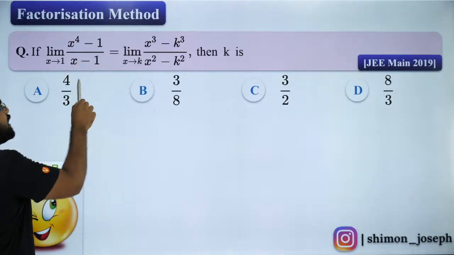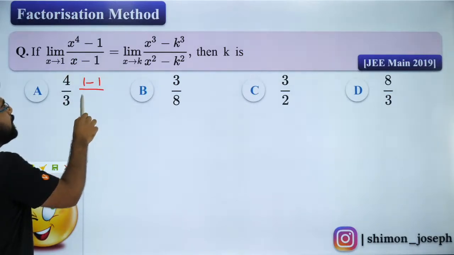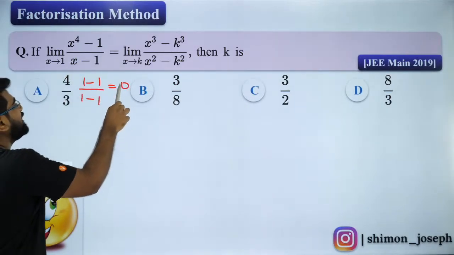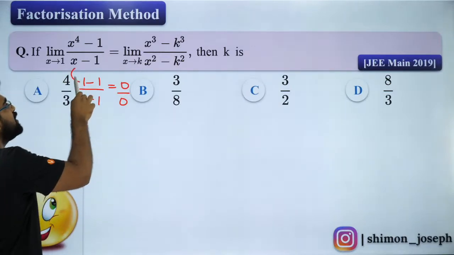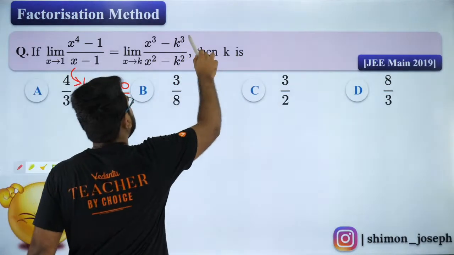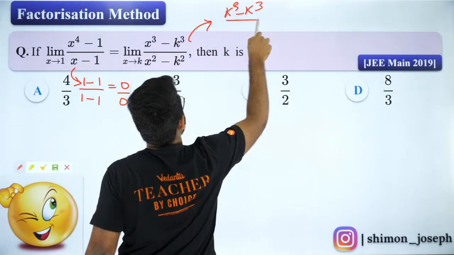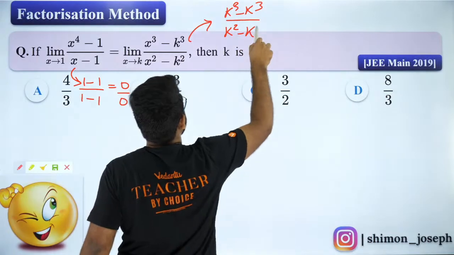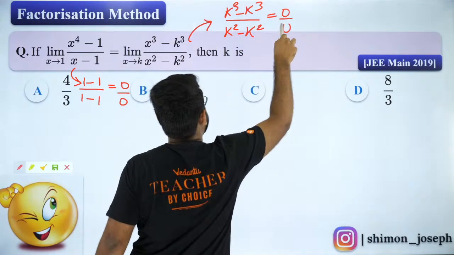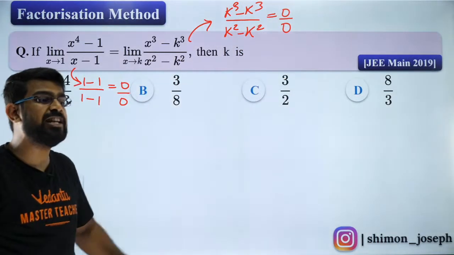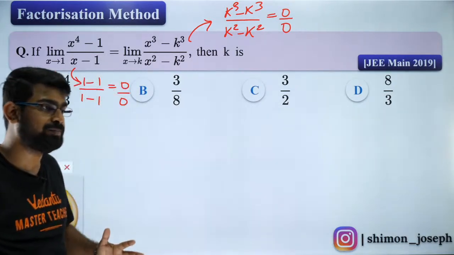If I put 1 directly, I get 1 minus 1 by 1 minus 1, which is 0 by 0 form. So I cannot use direct substitution. Similarly, if I directly put k, I will get k cube minus k cube by k square minus k square, which is also 0 by 0. So I cannot use direct substitution. I need to think of other ways to solve it.